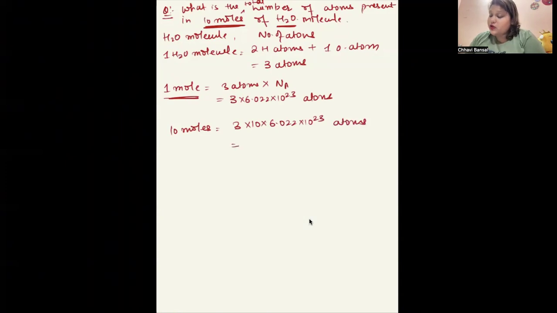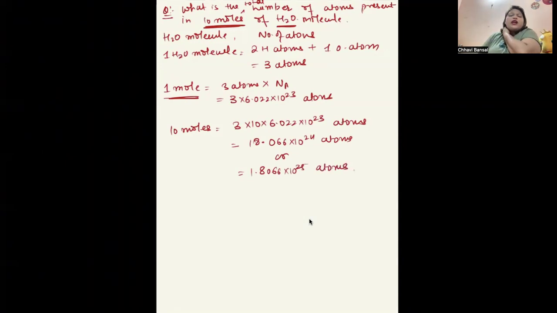If we solve this, it will become 18.066 into 10 raised to 24 atoms, or 1.8066 into 10 raised to 25 atoms, right? Here we have been asked with the total number of atoms, not what are hydrogen atoms, what are oxygen atoms, what is the total number of atoms.